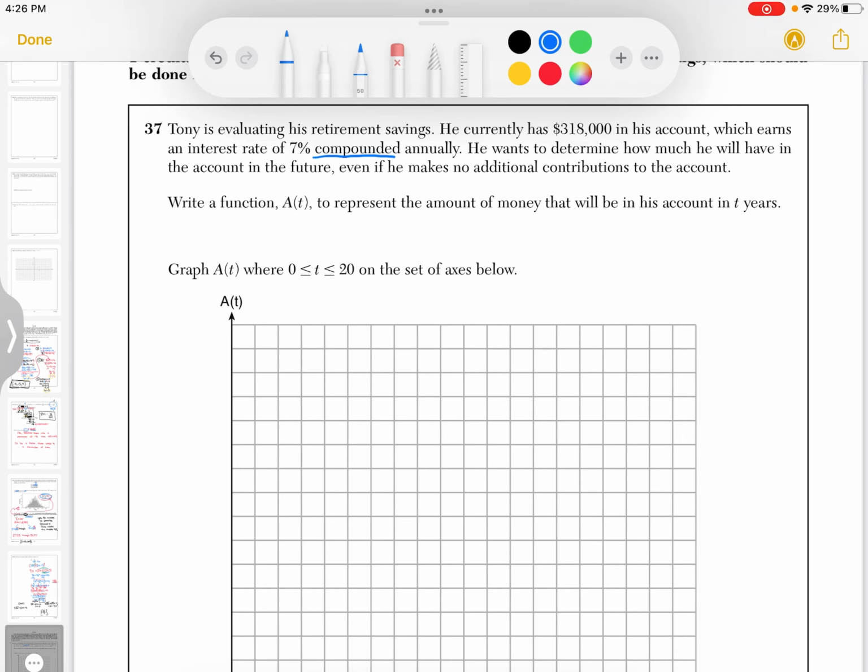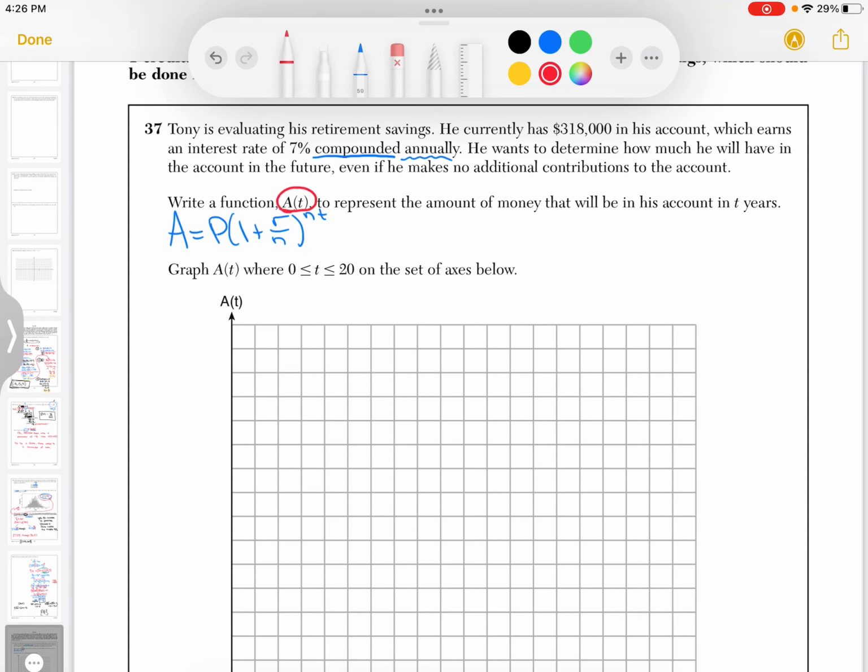Write a function a of t to represent the amount of money that will be in his account in t years. Because this is a compounded problem, I want to use my compounded interest formula, which is this one. I am not using PERT for this one because it is not compounded continuously. You only use PERT when it is compounded continuously, otherwise you use this one.